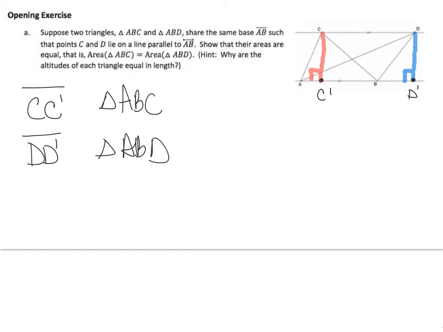All right, let's look at this. I have now quadrilateral CC prime, D prime, D. Let's highlight that. CC prime, D prime, D. Right there. It's a quadrilateral. And it's also a parallelogram.